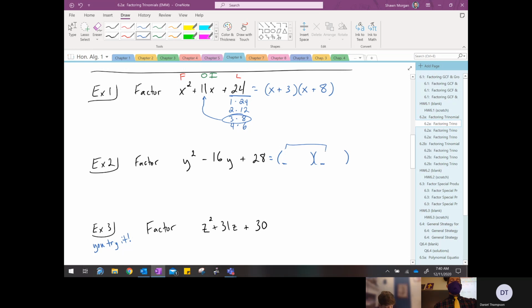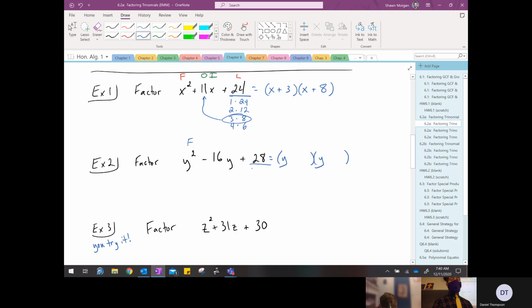Remember, the first times the first is going to be how I get my y squared. Yeah, so it's just going to be y. And we can go ahead and take that and assume that that's what it's going to be. And then for my last terms in each binomial, I'm going to look at 28, aren't I? And I want a list of factors. George, help me with my list of factors.